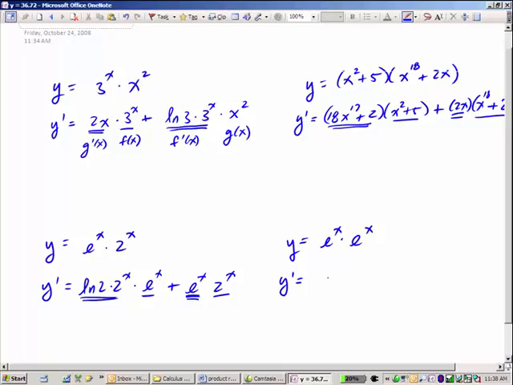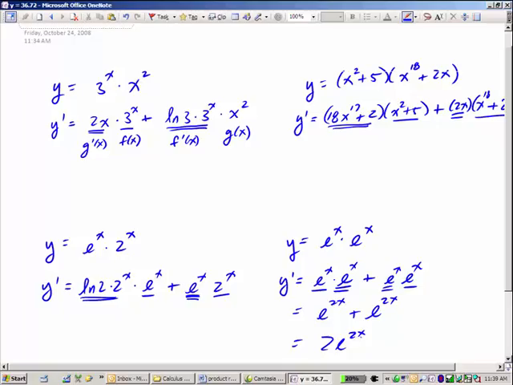Kaylee? e to the x times e to the x, plus e to the x times e to the x. Is that the derivative of the first times the second, or the other way around? I don't know. What is that? When we multiply, e to the x times e to the x is e to the 2x, plus e to the 2x. And what's that the same as? 2e to the 2x. Good.